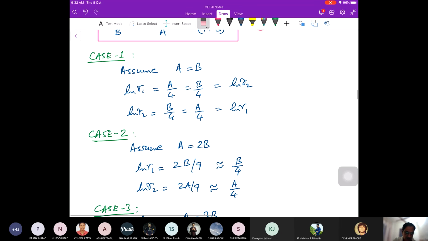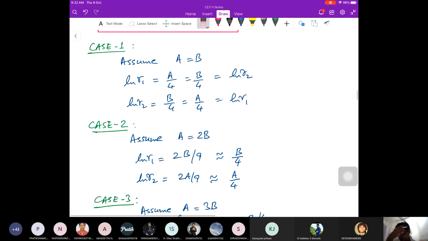And we can say that 2 upon 9 is approximately 1/4. This is slightly less than that, but we are just saying it for approximation, because we want to come to some conclusion, right? So it is approximately equal to b/4 or a/4. Okay, case 2.